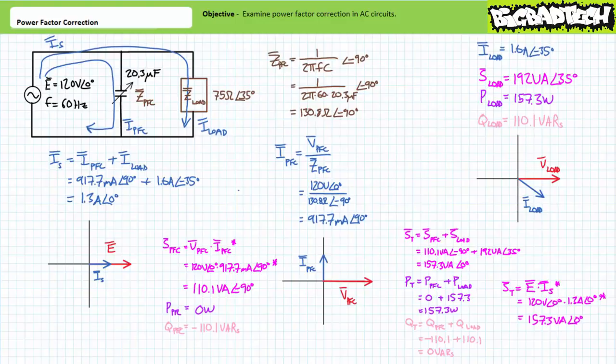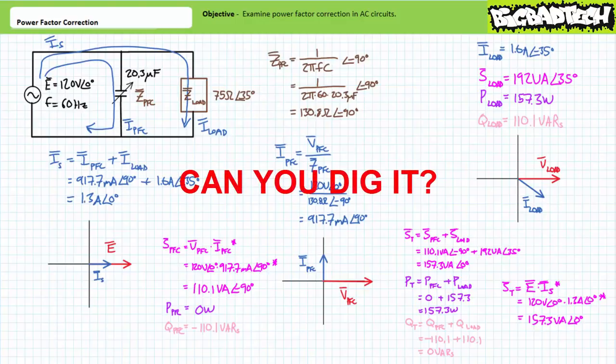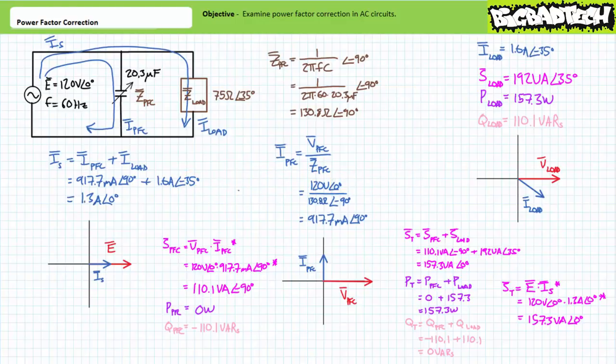Power factor correction, if you think about it, is a cunning means of tricking a source into thinking it's providing only real power. From the perspective of the source, it delivers 157.3 volt amperes of apparent power, and all 157.3 watts of which is directed towards real power. Can you dig it? This system has been power factor corrected to 1. Hence the name, and not only is all of apparent power being directed towards real power, source current also appears to be in phase with supply voltage.